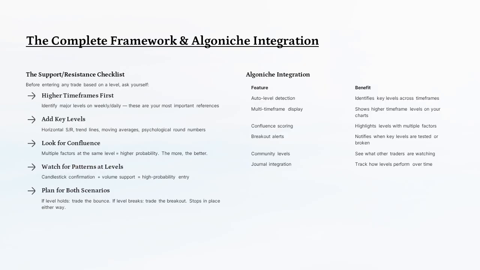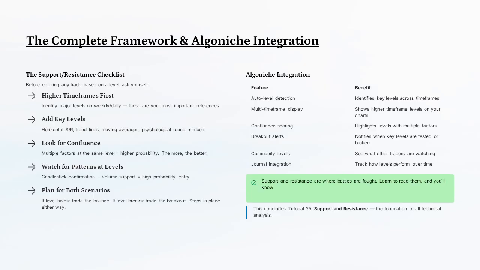Let me leave you with this final thought. Support and resistance are where battles are fought. Every rally is a battle between buyers who want higher prices and sellers who want lower prices. Support and resistance show you where those battles have happened before and where they will happen again. Learn to read these levels. Learn to identify them on any chart, in any time frame, in any market. Find the floor and the ceiling, and you'll know where price will bounce.